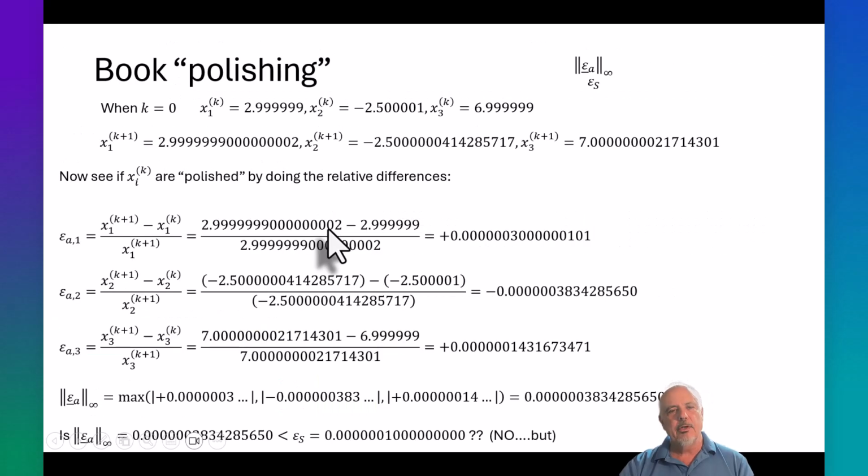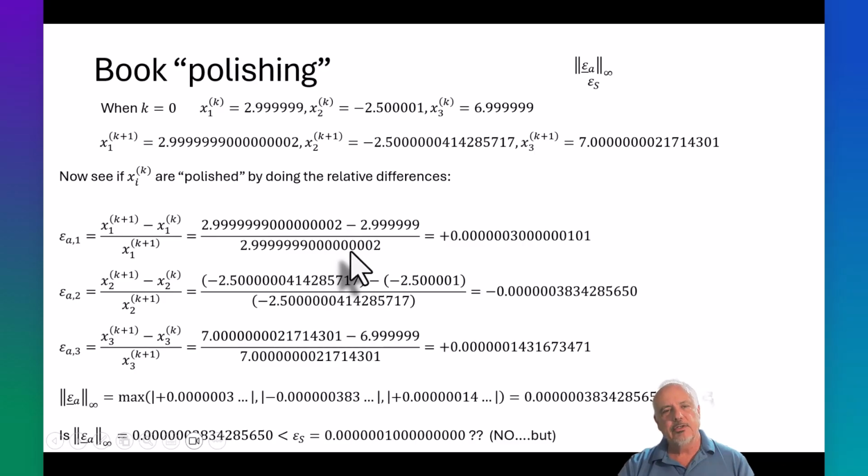But one thing I wanted to do next is to look at what this book polishing type situation would look like. Remember that with k equals 0, we had these values, and with k equals 1, we had these values. So what I want to do is look at the relative difference in how these 3 x values have changed. And you can see very clearly how I've done it.